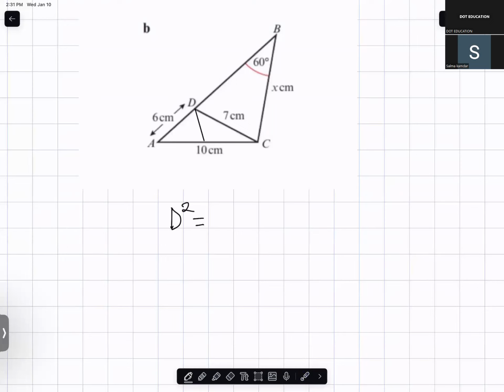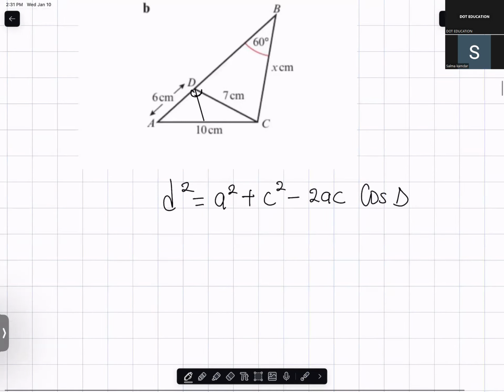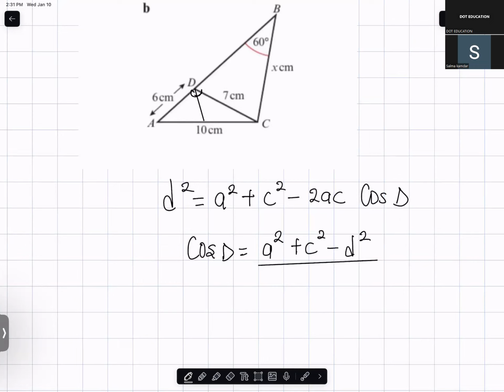So my D squared equals what? A squared plus C squared minus 2AC cos B. Since we are looking for the angle and not the side D, we go back to the formula I applied earlier. I said we use cos D equals A squared plus C squared minus D squared divided by 2 times A times C.